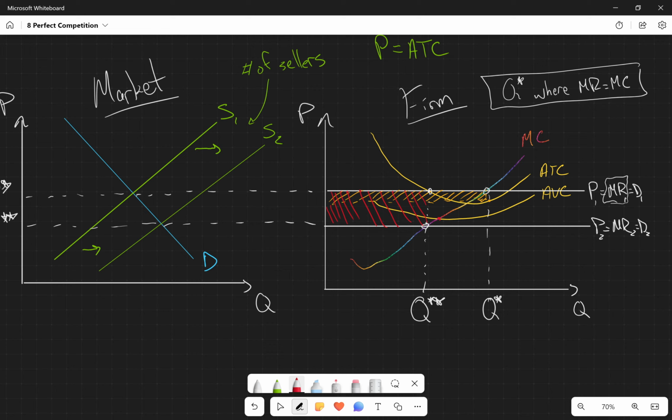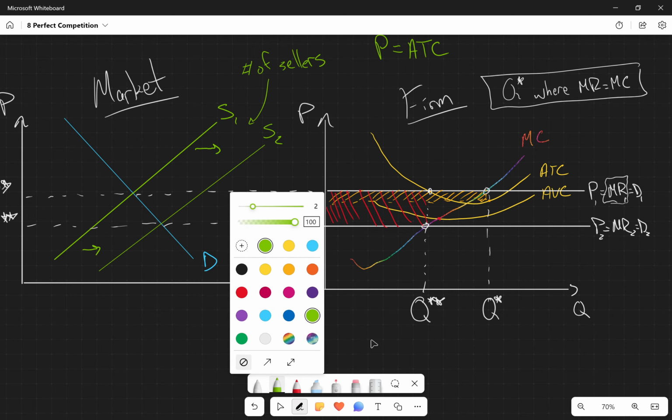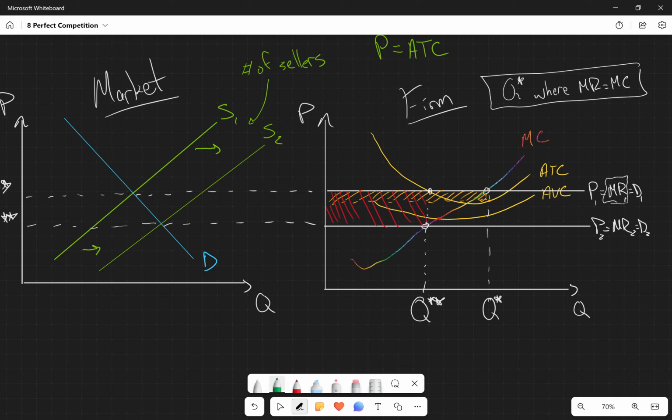This shifts our supply curve to S3. So this was an increase in the number of sellers. Now we have a decrease in the number of sellers, which is going to bring us back somewhere like here, S3. So this first shift was from the increase in the number of sellers. The second shift is from a decrease in the number of sellers. Again, that just comes from our determinants of supply and demand.